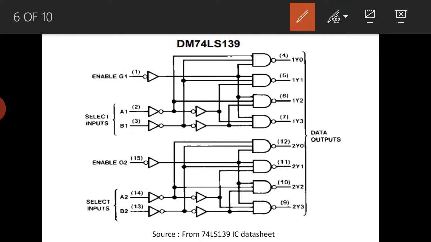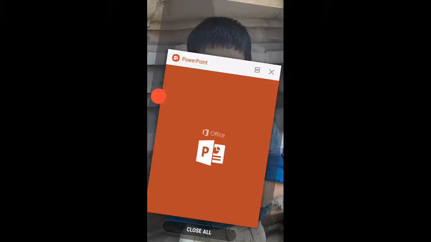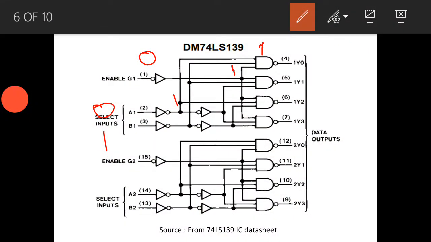Similarly we can see any other combination. For example, if you take 0 1 as input, this will be 0 and this is 1. If this is 0, this will be 1. If B1 is 1, this will be 0, directly connected. If one of the inputs is 0, the output will be high. At this time the second output will be 0, and the third and fourth will be 1 1. So this is how the 2:4 decoder will work.